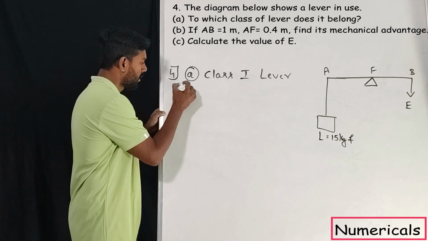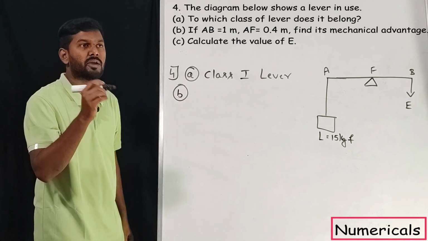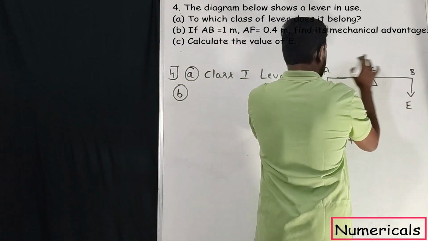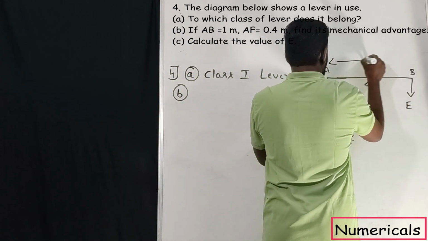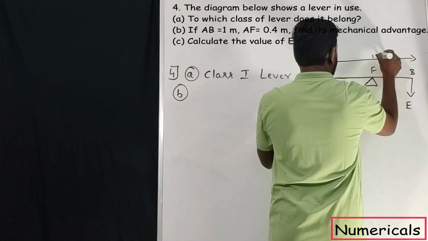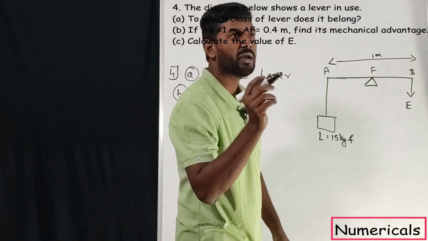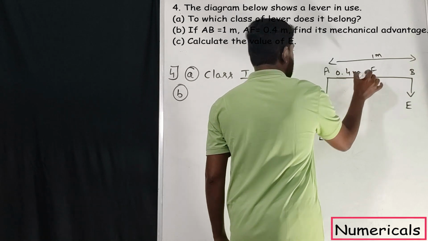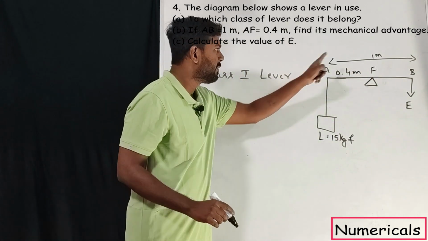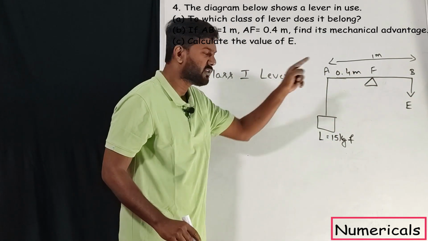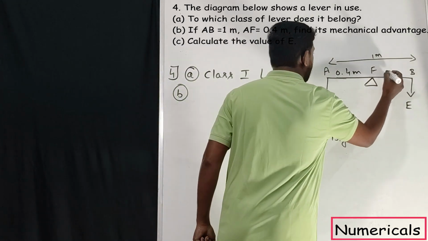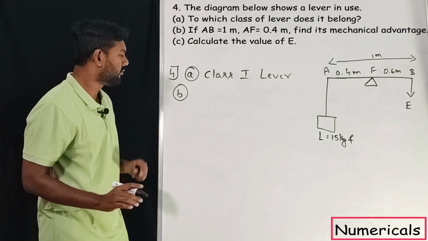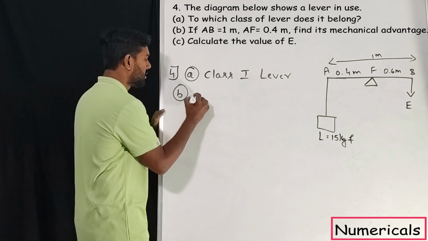Next, second question, if AB is equal to 1 meter, this is A and this is B, this will be 1 meter and AF is equal to 0.4. From here to here it is 0.4. Complete length is 1 meter, AF is 0.4, then FB will be 0.6 meter. That's it. So now we can find mechanical advantage.